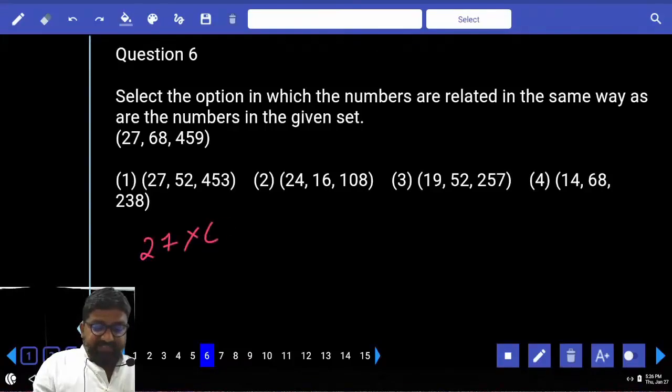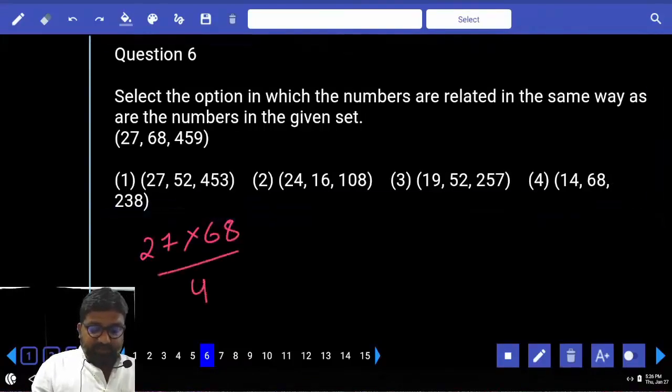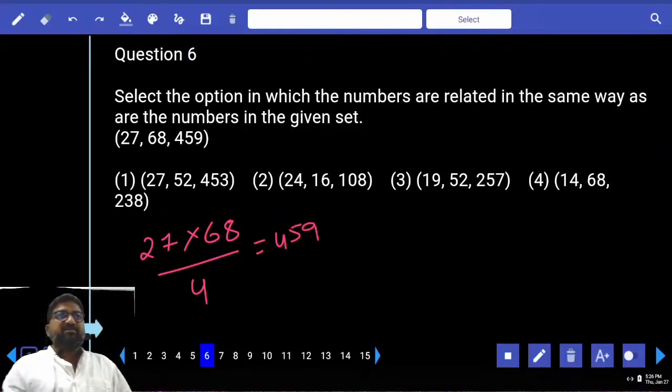27 into 68 divided by 4 will give me 459. Is this clear? Yes or no? 27 into 17 is 459.